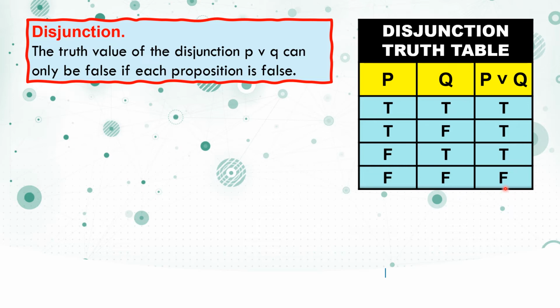I repeat, the truth value of the disjunction P or Q can only be false if each proposition is false. Dapat parehong false, then the truth value of the disjunction is false. Otherwise, true na lahat.